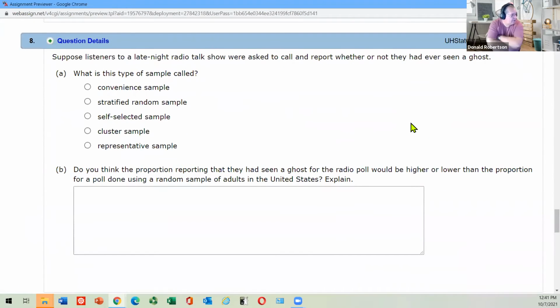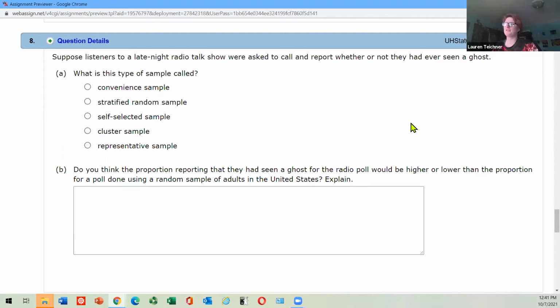Okay, we got 8 here. Suppose listeners to a late night radio talk show were asked to call and report whether or not they'd seen a ghost. What kind of sample is that? You can almost pick convenient sample for all of these. So let's just take that one off the plate, right? What's left?